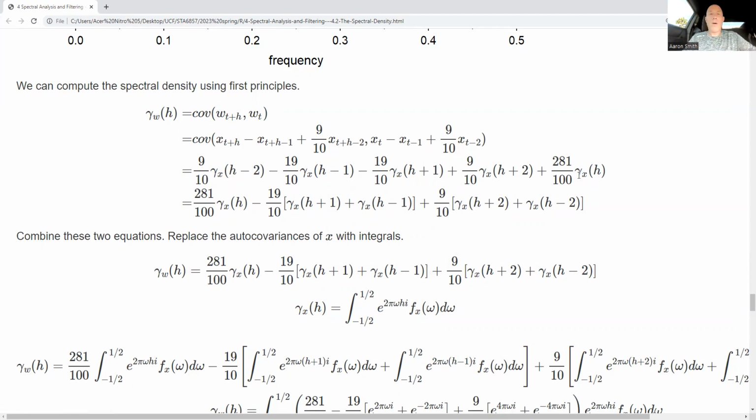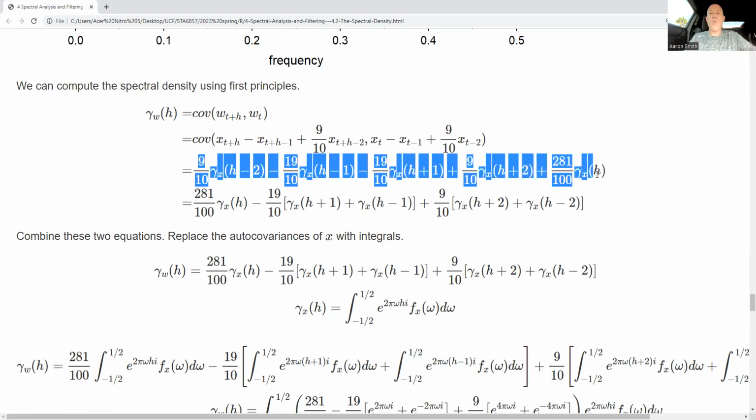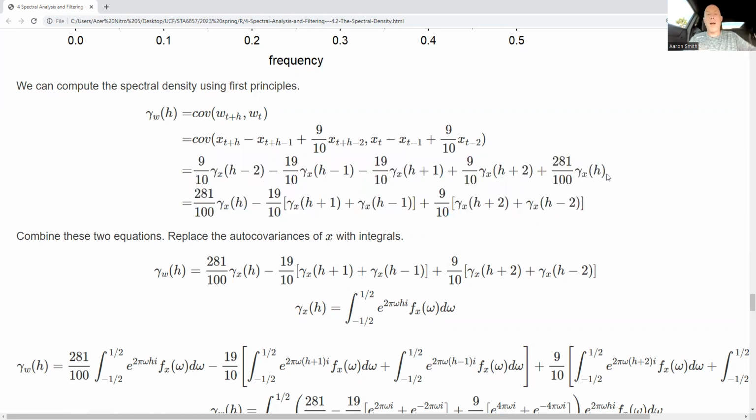And so now when I get to this step here, I'm going to go through and group items with similar lag. So I'm going to have the h plus 1, h minus 1. I'll have the h plus 2, the h minus 2, and you notice I'm grouping like terms. You notice I have the same coefficients here.